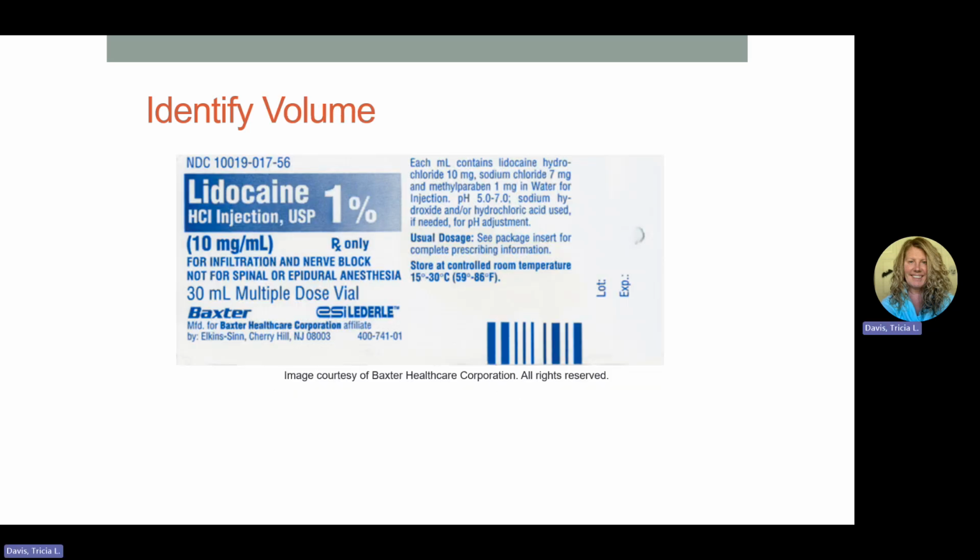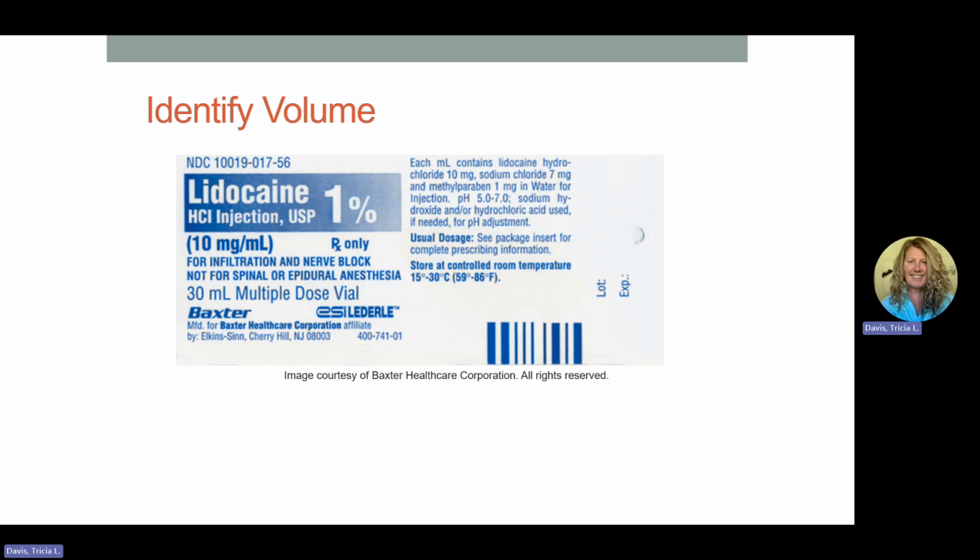We also need to be able to identify the volume. So the volume is going to be the full quantity that's contained in that bottle, or that vial. It can also be the number of tablets that are in the container or other solids, or the total volume for your liquids. So if we look at this right here, it is going to tell us that this 1 dose of lidocaine contains a total of 30 mLs.